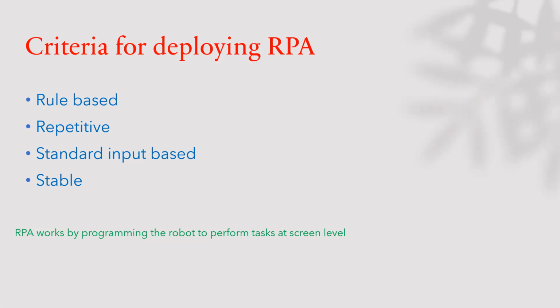One note to you is that RPA works by programming the robot to perform tasks at the screen level, as I said earlier in the first introduction part. So whatever the RPA does can be viewed on our screen. It is just going to mimic our actions. It can also be made to run in the background, but majorly RPA performs all the activities at the screen level. So when I train the bot to open MS Paint, it will do all the clicks and actions on the screen, and I can see all the actions being done.